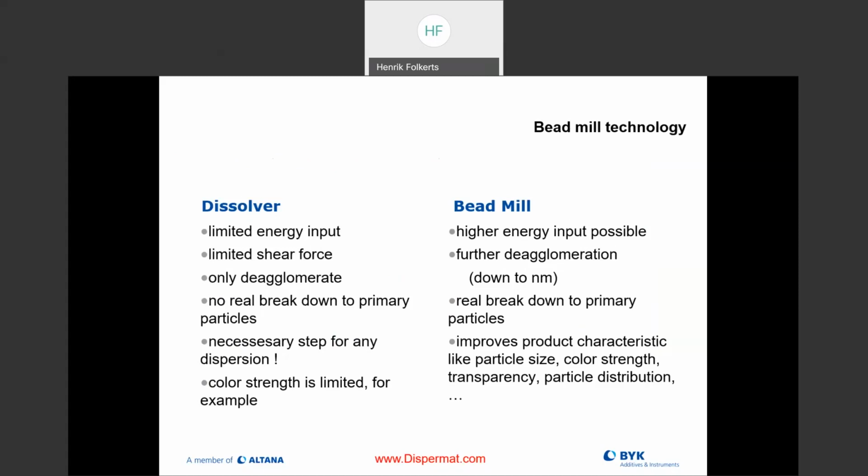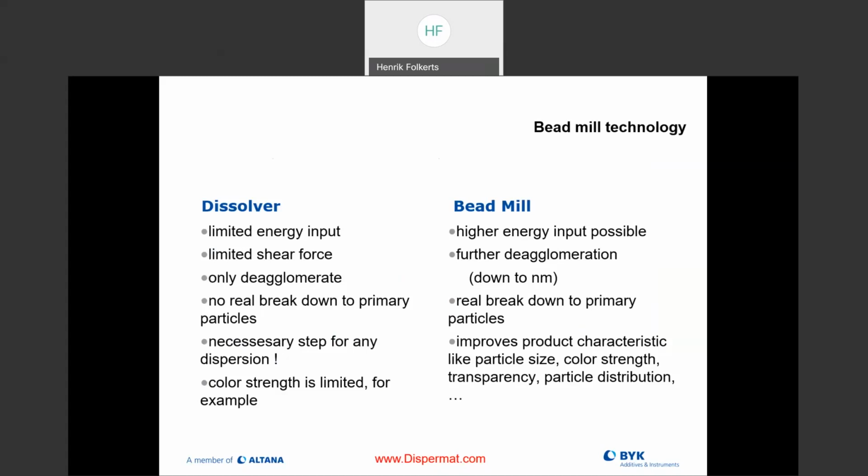Again, with the dissolver, I have only a Cowles blade, so the amount of energy that I'm putting into my mill base is somewhat limited by that. So I have much higher energy input with the bead mill than I have with the dissolver. That means my shear force is reduced, and I only deagglomerate with my dissolver. I do not go down to primary particle size, because we get calls a lot. The customers say, I bought this dissolver, and why am I stuck at 20 microns? Well, that's because of the shear force limitations. That's why you're stuck. So you would need to continue the process with a media mill.